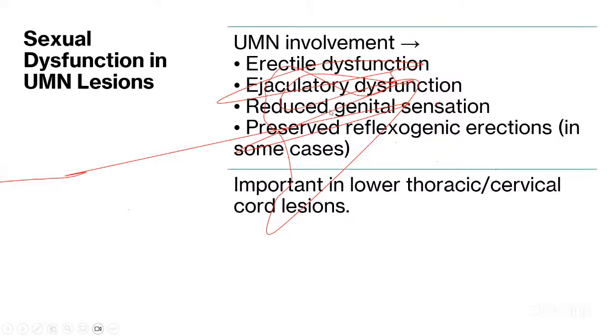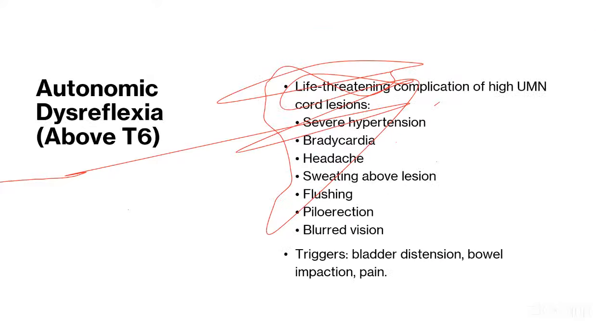So even the sexual dysfunction, in the UMN dysfunction, they have erectile dysfunction, ejaculatory dysfunction, reduced genital sensation, preserved reflexogenic erections in some cases. So this helps to differentiate from the lower thoracic or cervical cord lesions. And autonomic dysreflexia above T6. So in the upper cervical cord lesions, we can see this. They'll have complicated high UMN cord signs like severe hypertension, bradycardia, headache, sweating above the lesion, flushing, piloerection, blurred vision. This can be triggered by bladder distension or bowel impaction or pain.